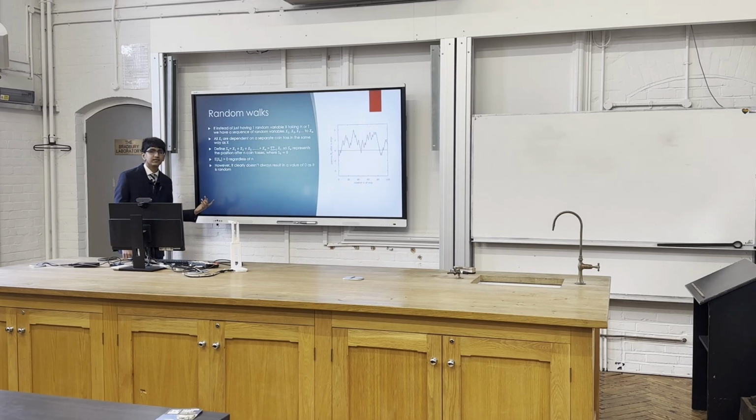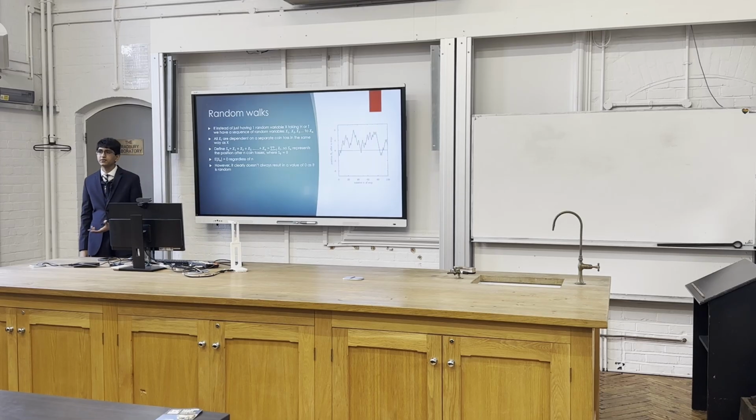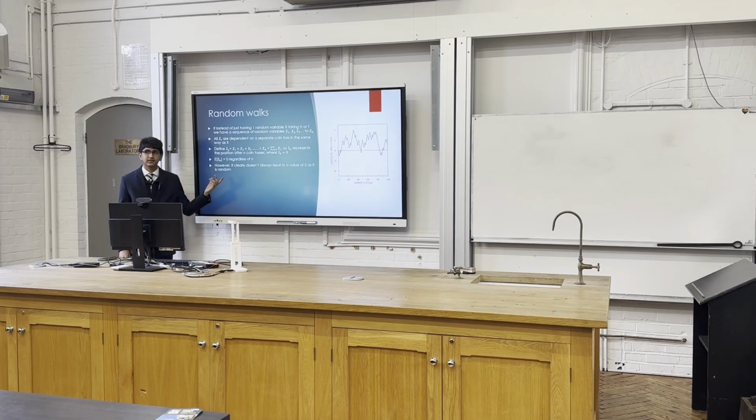So the key part is that the expected value of Sn is still 0. As on the last slide, we discussed that the expected value of x is 0. If all of the xn have expected value 0, then Sn also has expected value 0. However, this doesn't always result in a value of 0. As you can see, it fluctuates a lot, even goes up to 8 at some points, and it could be even more extreme in other cases.